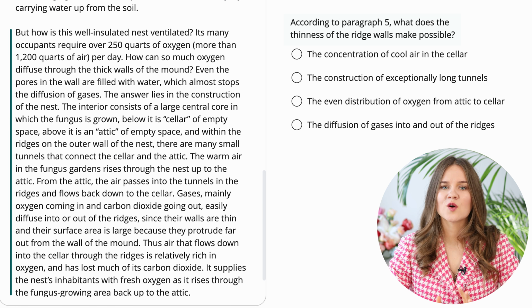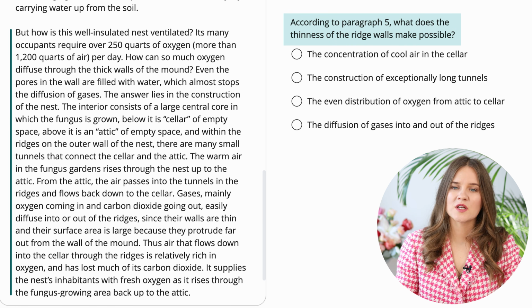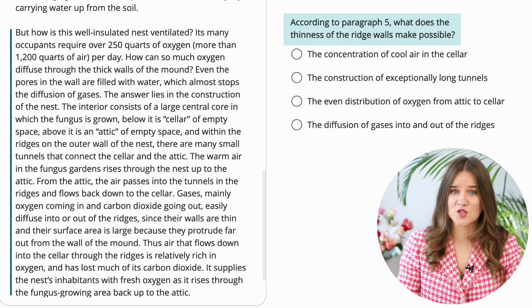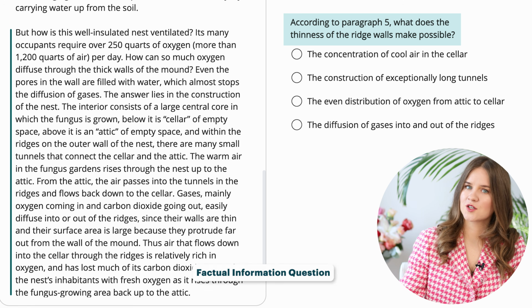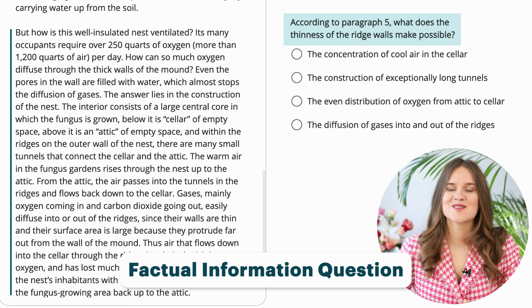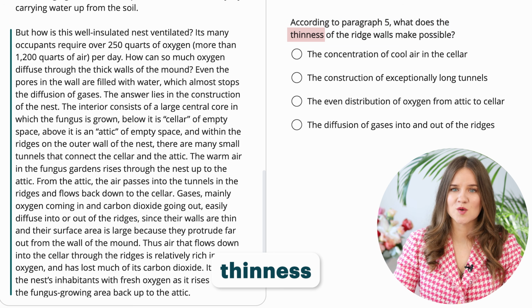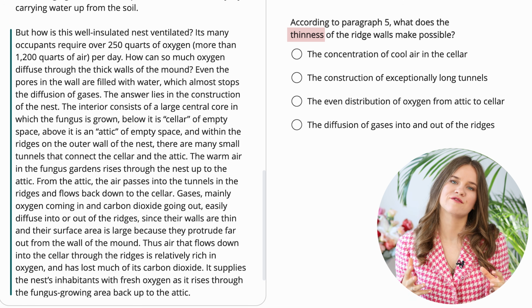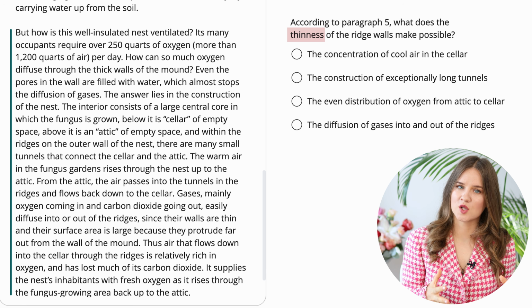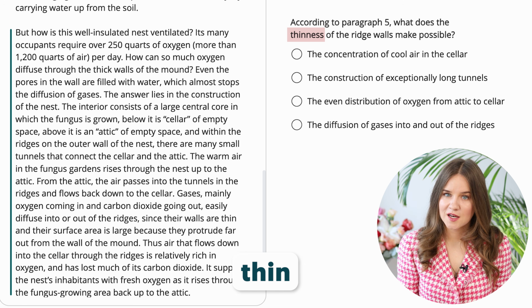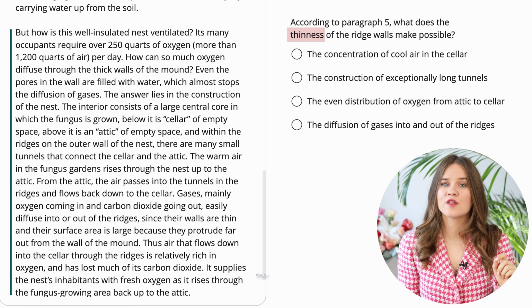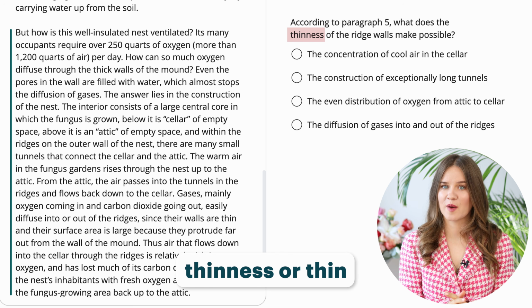Question 6. According to paragraph 5, what does the thinness of the ridge walls make possible? Here is another factual information question. In this question, the key word is thinness. That tells us we're looking for the result or effect of the ridge walls being thin. So we'll be looking for the word thinness or thin in the paragraph.